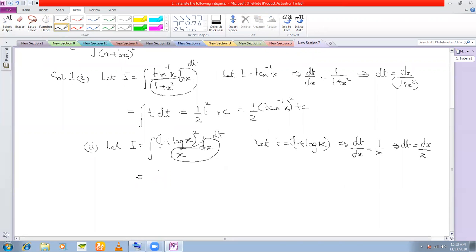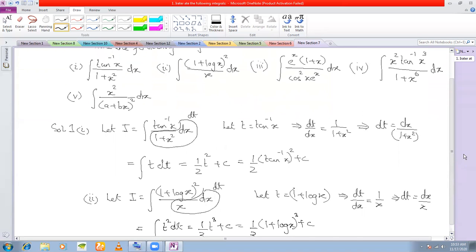So what are we left with? Integration of 1 plus log x, which we have taken as t. So this becomes t squared dt. So this becomes 1/3 t cube plus c, which is 1/3. And what is t? t is 1 plus log x, whole cube plus c. This is what the second integration is. Let's see the third one.